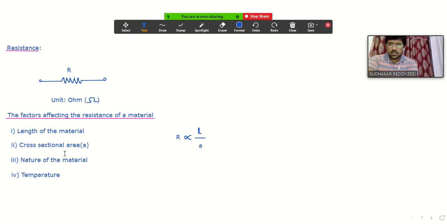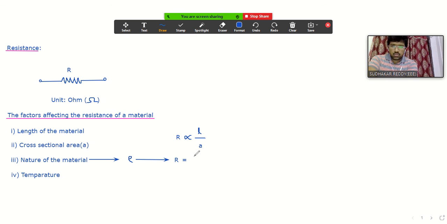And if you consider the nature of the material through a proportionality constant, the proportionality constant here is rho. If you consider the nature of the material through the proportionality constant rho, then the expression for the resistance value is R equals rho L by A.